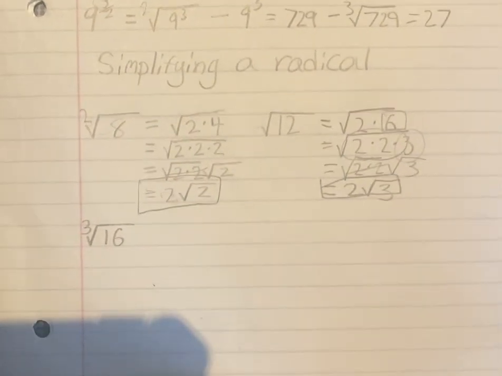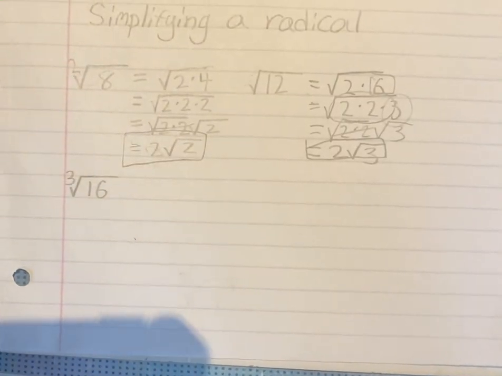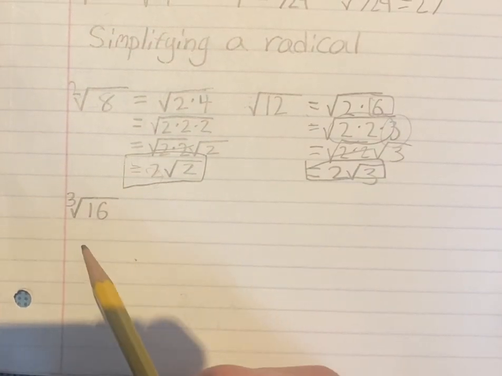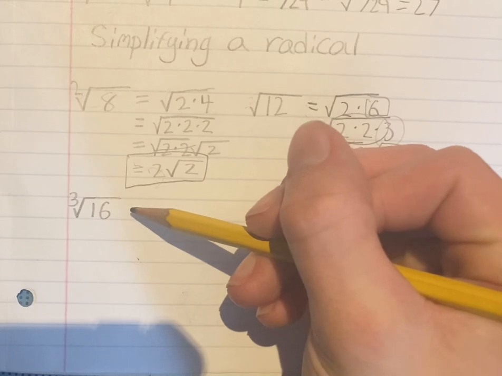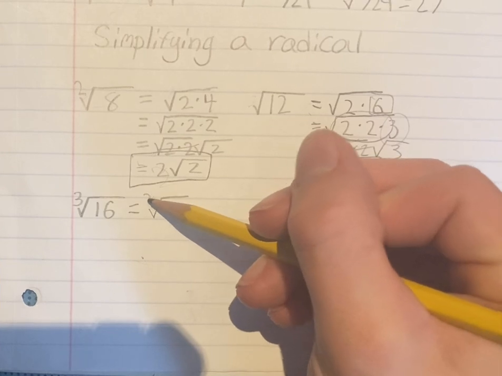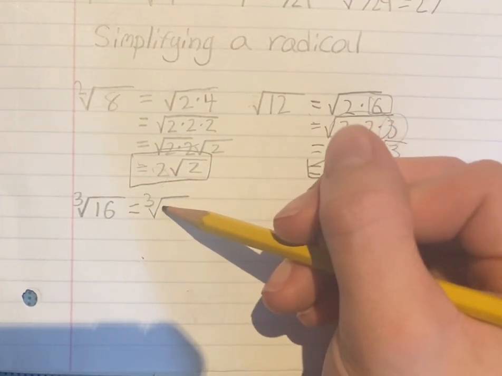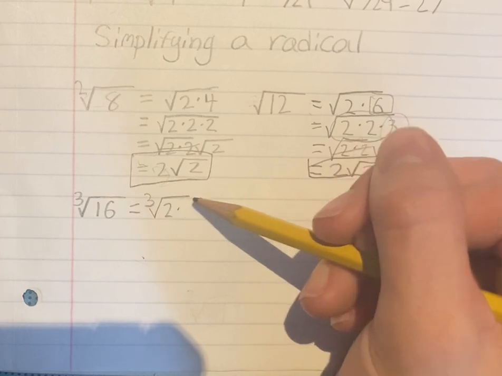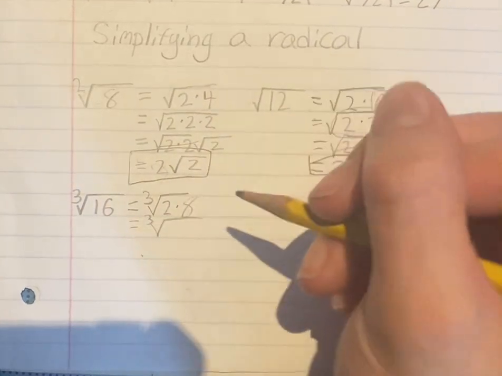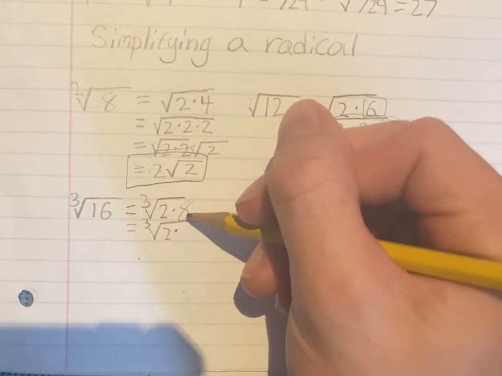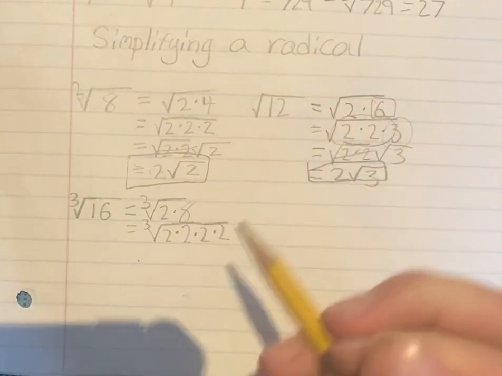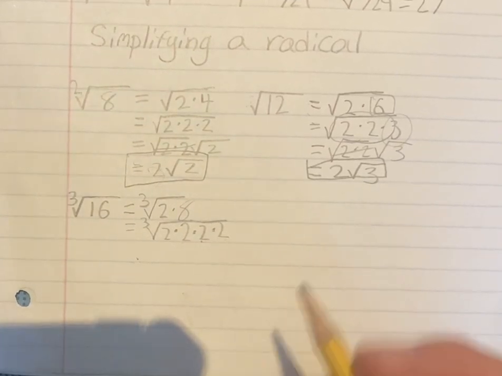But what if it's not a square root? It's actually a cube root, sorry. Here we have the cube root of 16. So what we do, it's the exact same process. We're just going to break it down. And 3 there. Make sure you're always putting the 3 there. So we're going to break it down to 2 times 8. We are going to break it down even more. 8 breaks down into its smallest form, which would be 2 times 2 times 2, because 2 to the power of 3 makes 8.